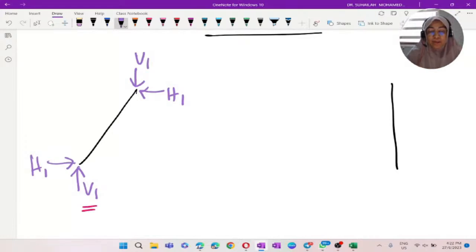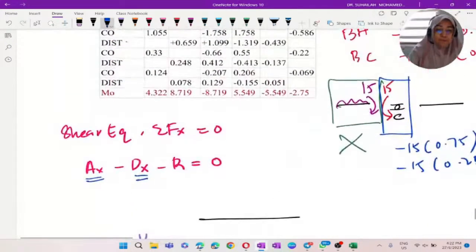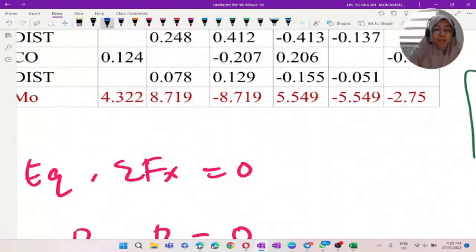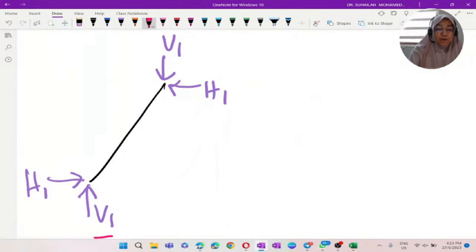This is H1. Don't forget we have moment. The moment we get from the table, MAB and MBA. So we can put the value directly. MAB is 4.322 and MBA is 8.719, so 4.3 and 8.7. It is positive.